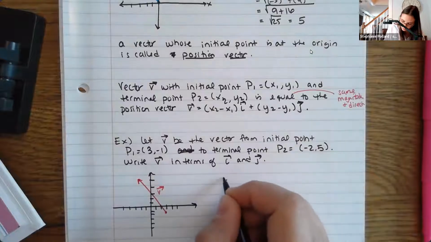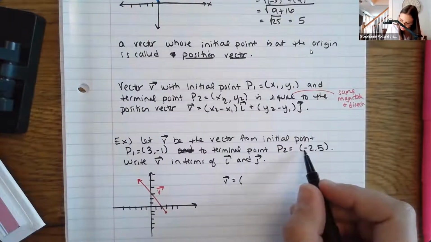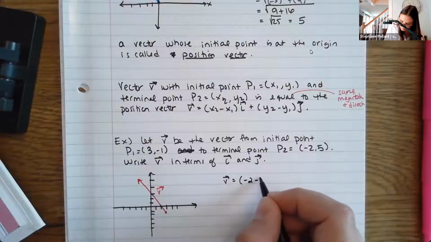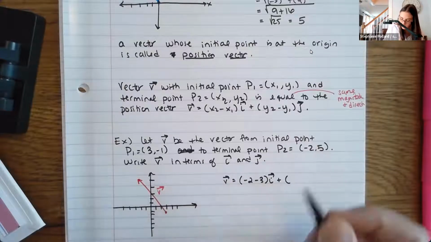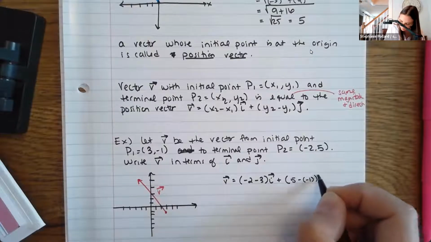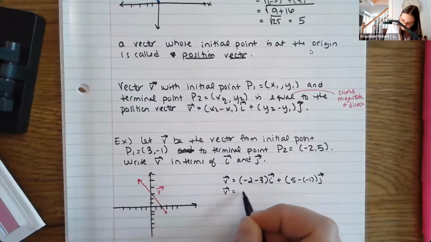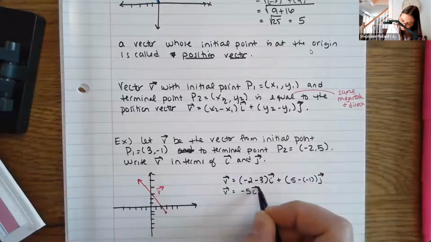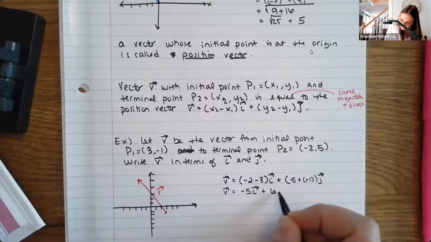So we can also write it: I can subtract those x's. So x2, -2 minus 3, which is -5. And then I can subtract my y's. Just make sure you go in the right order. 5 minus -1 becomes a positive, so I have 6.